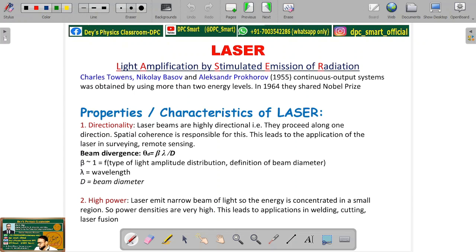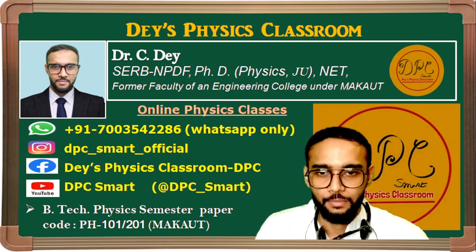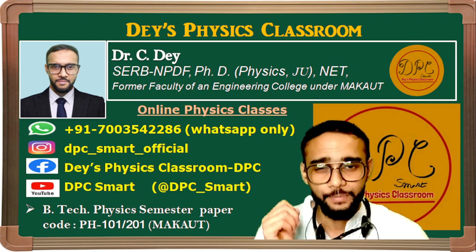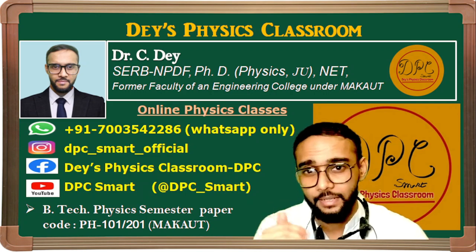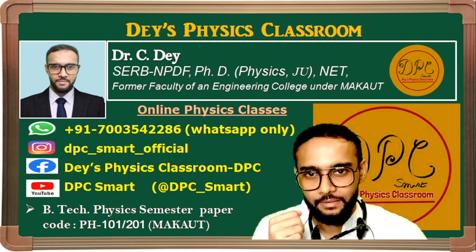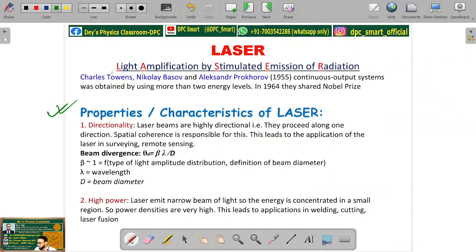Now what are the characteristic properties of laser? The first characteristic property of laser is the directionality property. That means laser is highly directional in nature, and spatial coherence is responsible for that directionality property, as I have already discussed. As a result of that, laser can be used for surveying as a pointer device. So the first property is the directionality property.